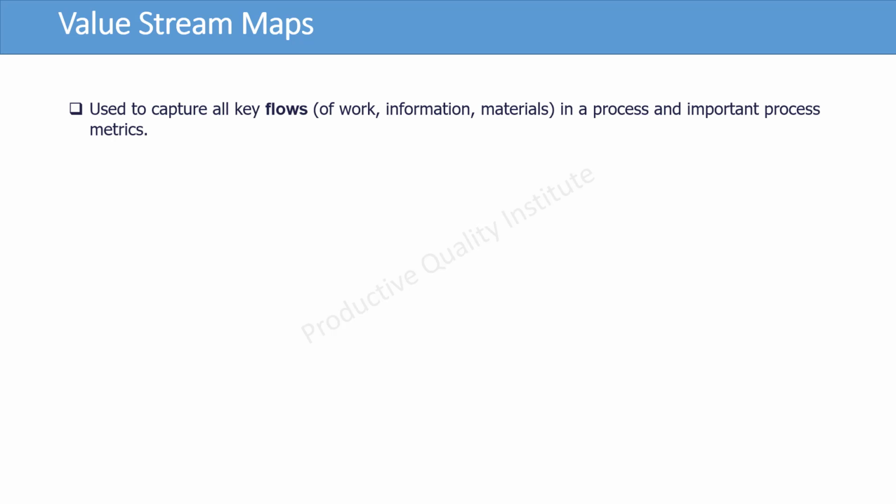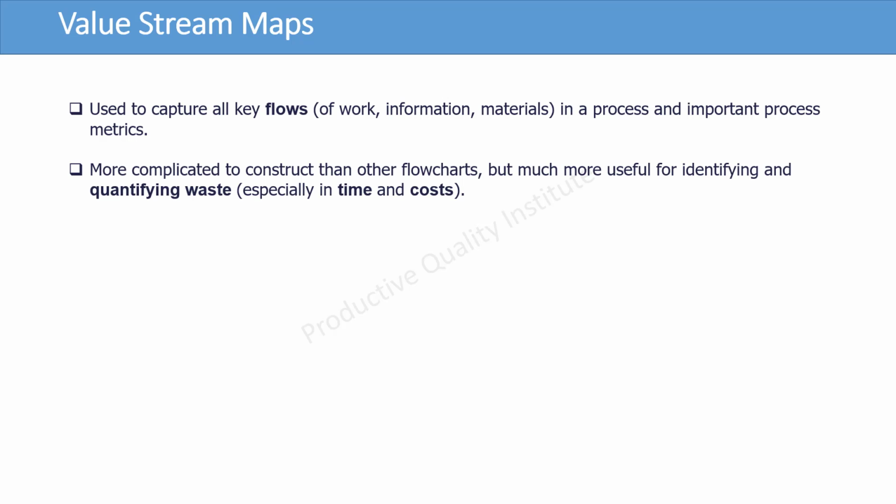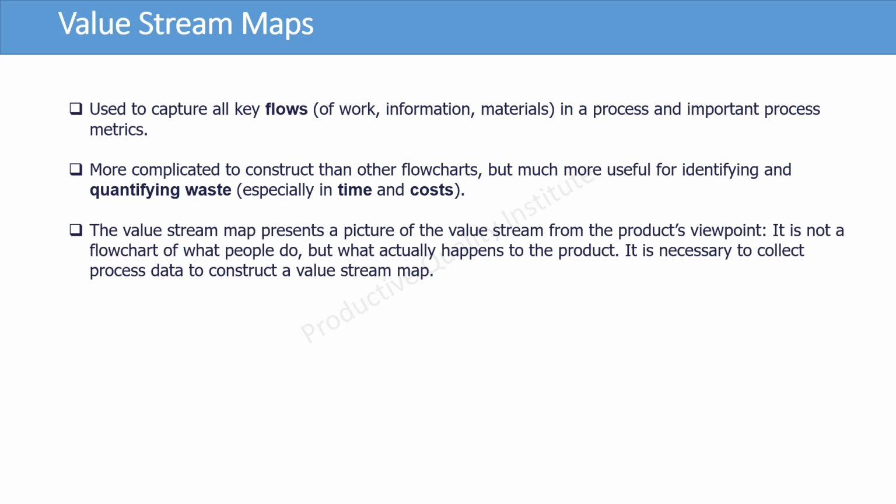Value stream maps are used to capture all key flows of work, information, and materials in a process, and important process metrics. They are more complicated to construct than other flowcharts, but much more useful for identifying and quantifying waste, especially in time and costs. The value stream map presents a picture of the value stream from the product's viewpoint. It is not a flowchart of what people do, but what actually happens to the product.